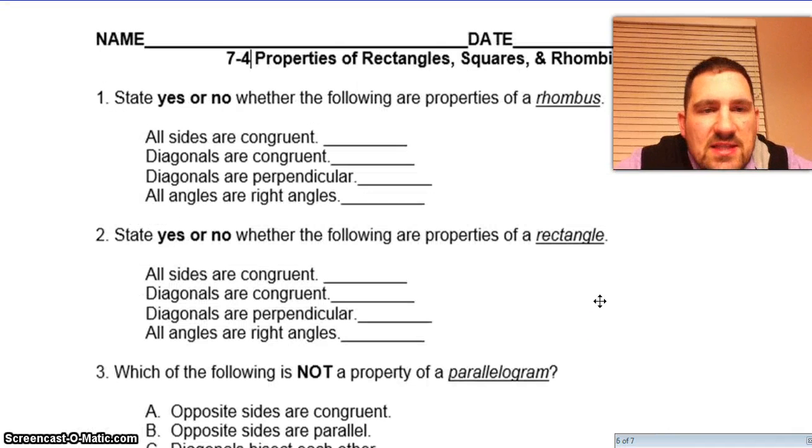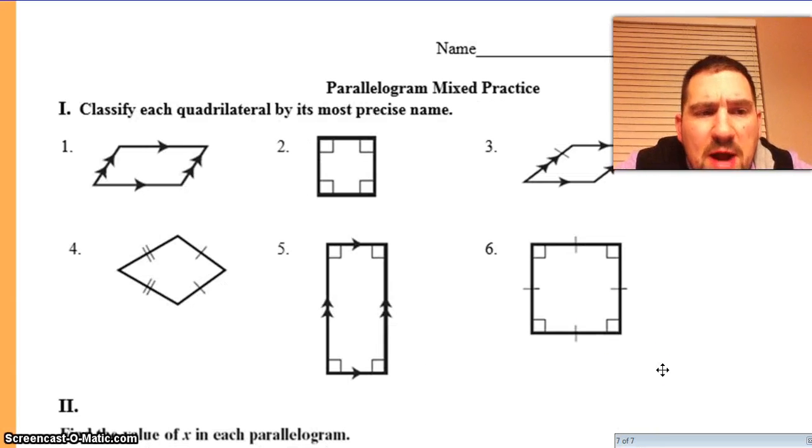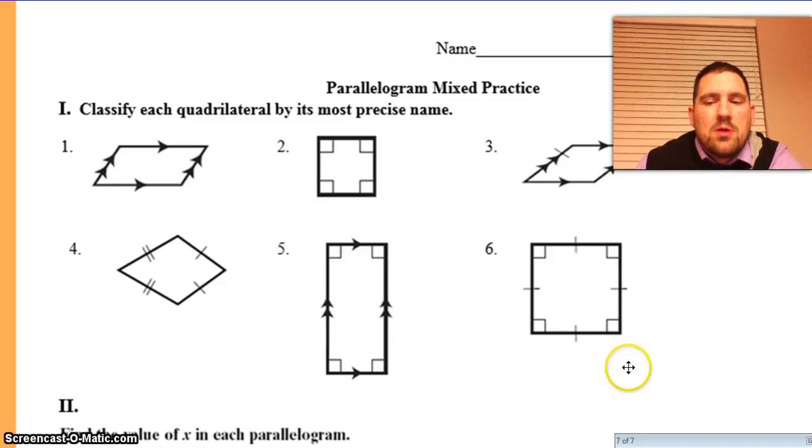Worksheet 2 looks like this, 7-4, properties of rectangles, squares, and rhombi. That is everything that we did yesterday. And finally, the third page. That is parallelogram mixed practice. Please read the instructions, classifying each quadrilateral by its most precise name. For example, looking at picture 1, I have a quadrilateral. Opposite sides are parallel. Other set of parallel opposite sides. Therefore, this is a parallelogram.